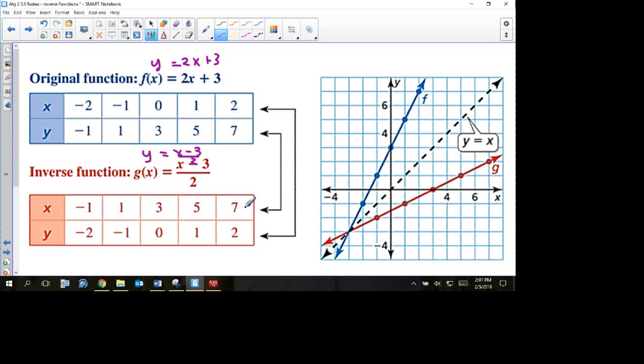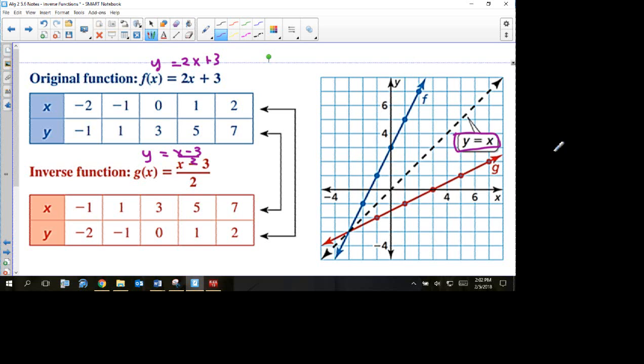If you look at the graph, this will happen every single time we have inverses. When we graph these two graphs, they made a table and they graphed them. They are reflections over the y equals x line. You see, if I folded the paper on that line, they would totally match up.